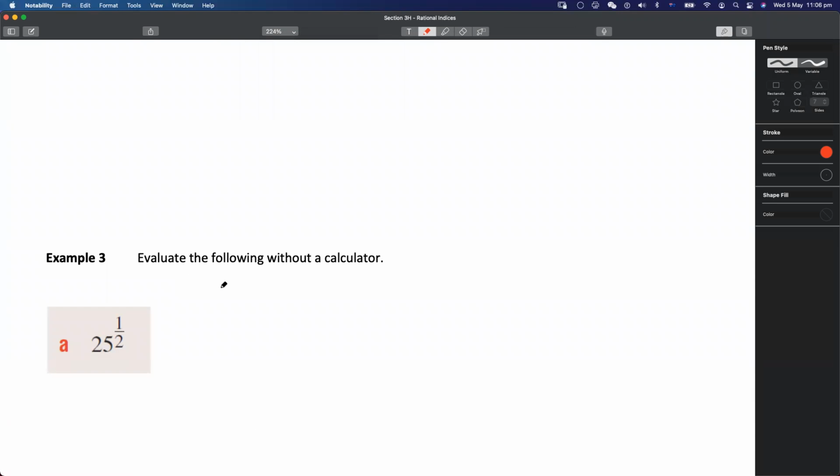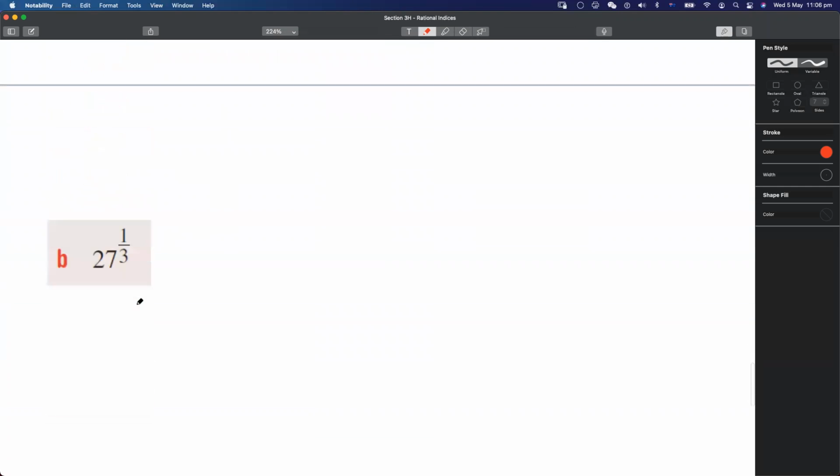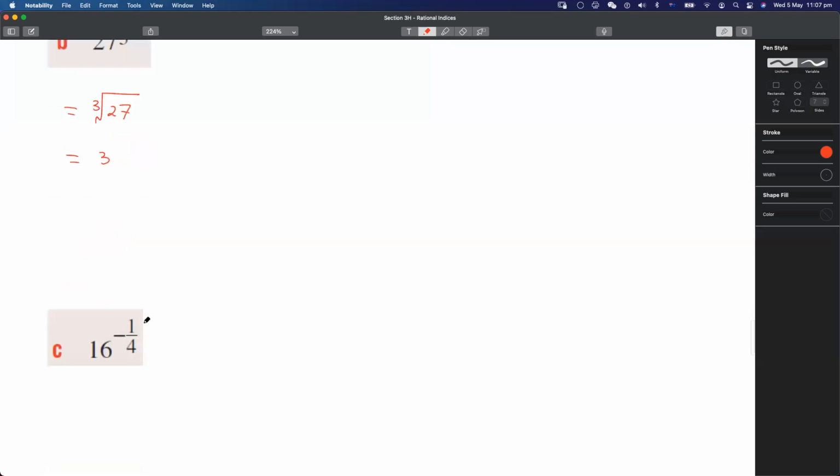Example 3, evaluate the following without a calculator. What is 25 to the power of half? We know to the power of half means square root. So square root of 25, which is just 5. And next one, 27 to the power of 1/3. So we have 3 here, right? As I said before, the denominator goes near the radical sign. So what is the cube root of 27? That's just going to be 3, because 3 times 3 times 3 is equal to 27.